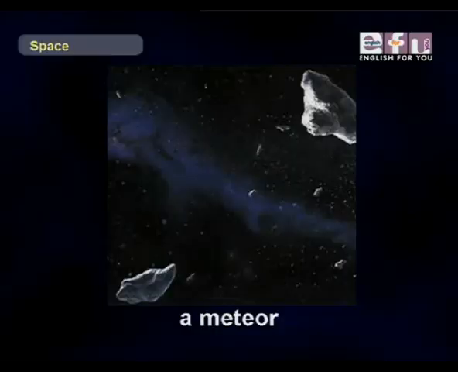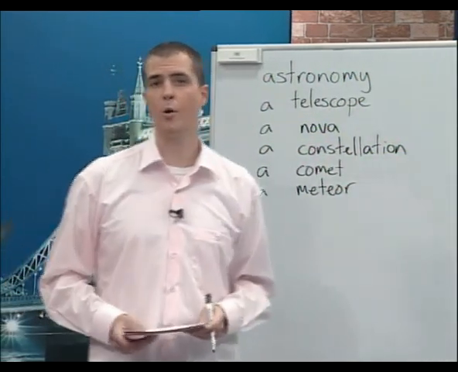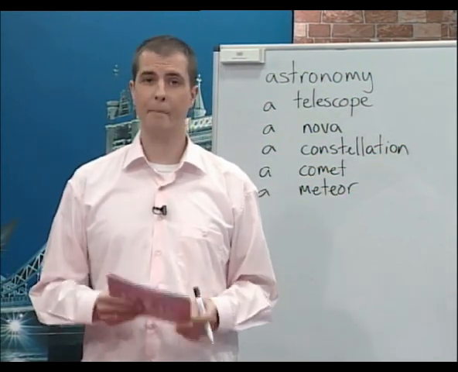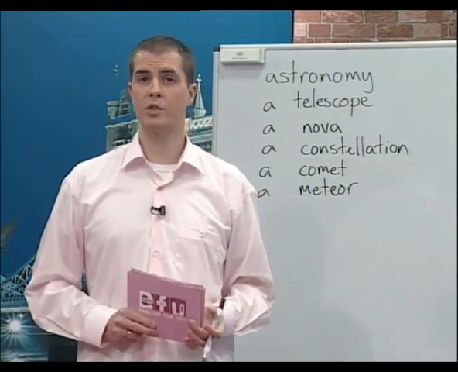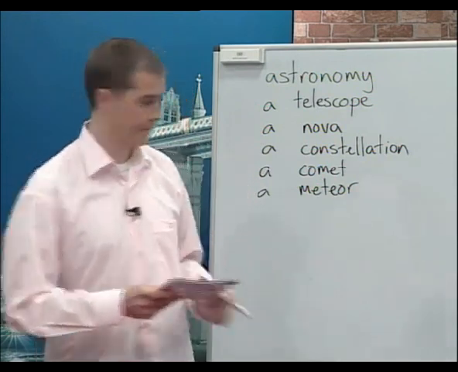Now, next we have a meteor. A meteor is like a comet, but it's a piece of rock or metal which floats through the sky in space, and it makes a bright line when you see it at night as it falls through the Earth's atmosphere.